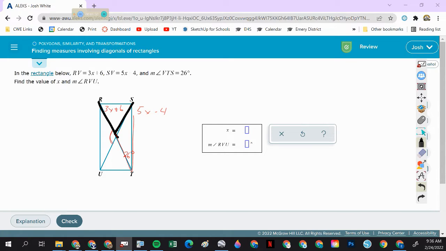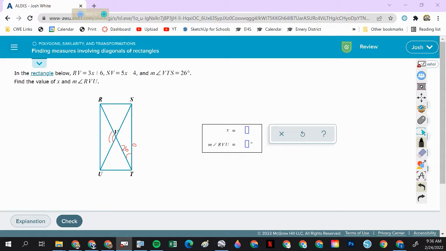So finding x is easy. Those two have the same length. Set those equal to each other. Subtract 3x. Add 4. I get 2x equals 10. So x would be 5.